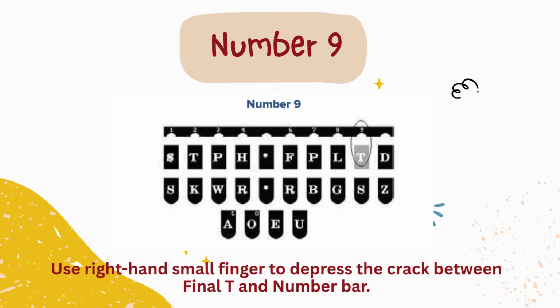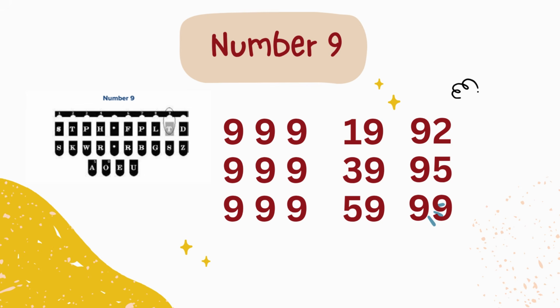We have here number 9. For number 9, how do we write it? We will use our right hand small finger to depress the crack between the final T and number bar. Since we just learned about final T, in order to write number 9, we depress the crack between final T and the number bar, and there we can have the number 9. Let's try to practice number 9.